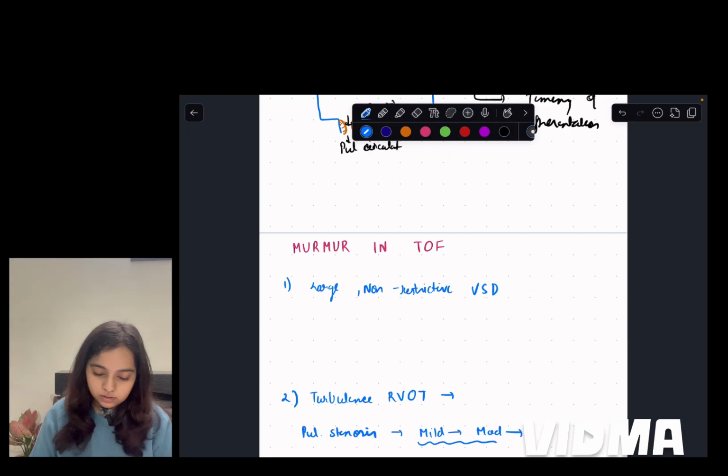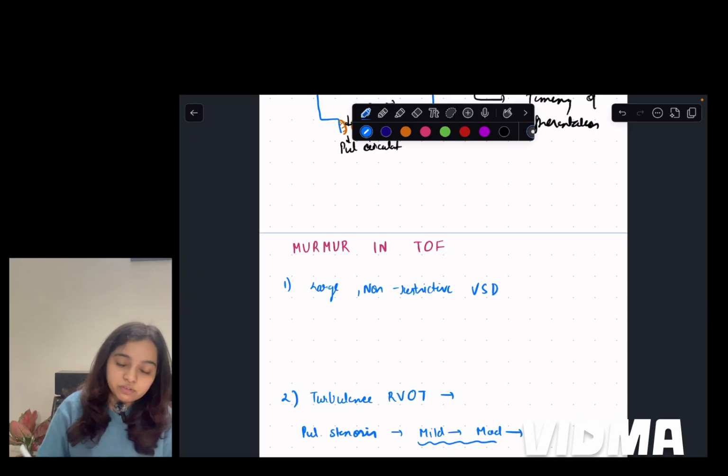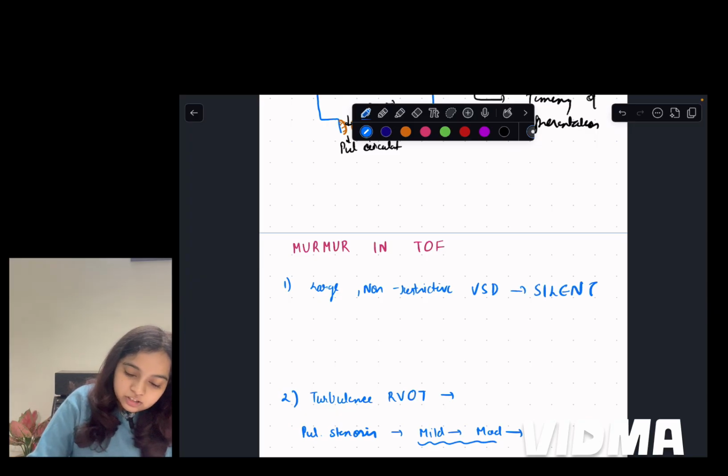Now let's discuss the murmurs in TOF. There is a concept for murmurs: for a murmur to be present, there has to be turbulence. Now we discussed that the VSD present in TOF is large and non-restrictive. It is not restricting the movement of blood, so it won't lead to any kind of murmur. That is a very important point. The VSD in TOF is silent and there is no shunt murmur present in TOF.